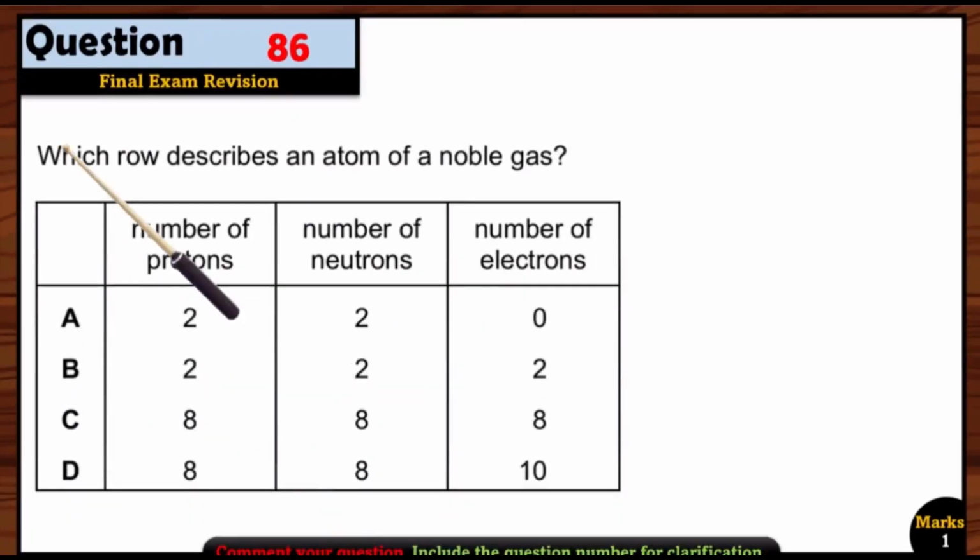Question 86. Which row describes an atom of a noble gas? Okay, so the noble gas, the number of protons, let's see if it has 2 protons and 0 electrons, that's wrong because the proton number should be equal to the electron number. So that's why option 2 is right. The number of protons is 2. It means they are talking about helium and the number of electrons is also the same. So that's why option B is the correct option here.